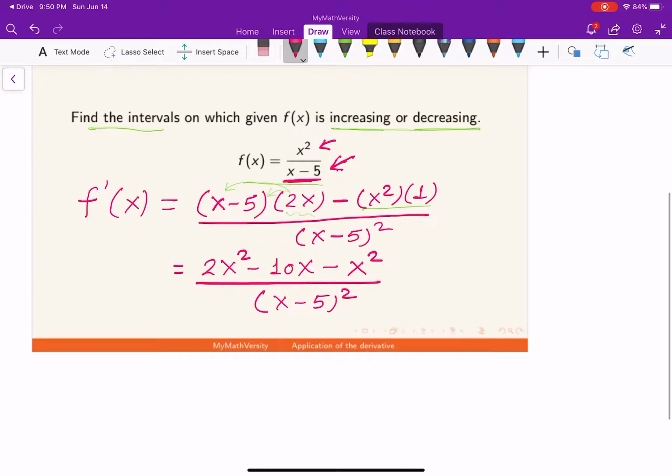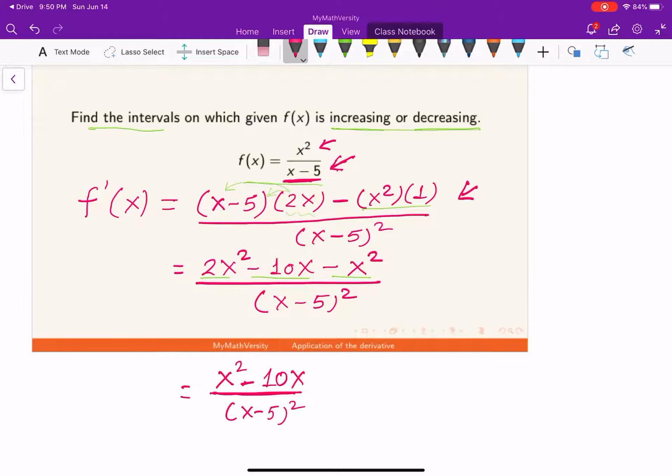So what do we get now? I can see here the like terms, which are 2x square and negative x square. When we combine, we just get x square. And then minus 10x. So let's write that down as it is. So we get x square minus 10x. This is clearly a simpler form than what we had earlier from the quotient formula. So this is very nice: x square minus 10x divided by the square of x minus 5. So this is our derivative.